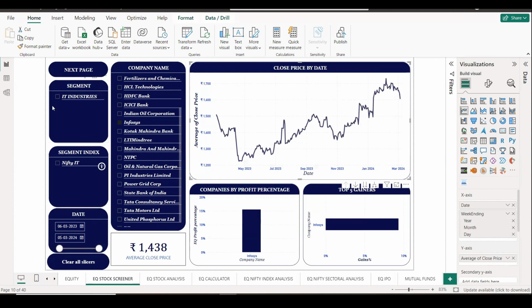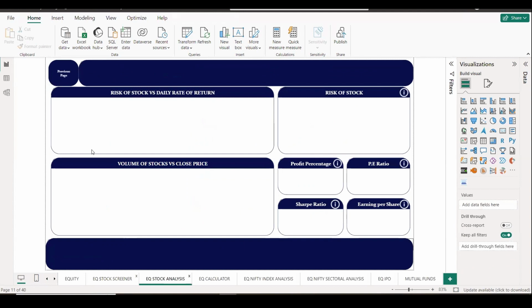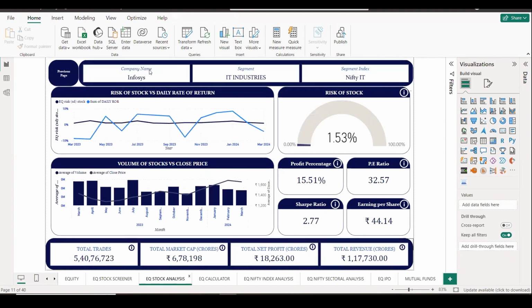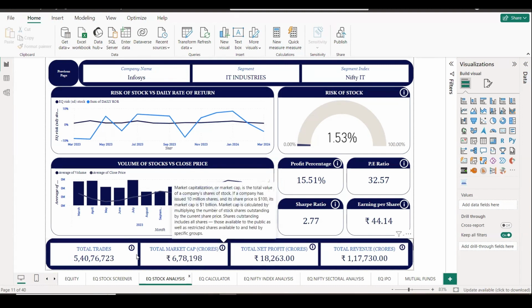Moving on to the next page, once I've selected a stock in the equity screener, the slicer automatically shows you the analysis on the second page, where it compares the risk of each stock and its daily rate of return. You can see the analysis comparison, the profit percentage, the PE ratio, the earnings per share. This page is typically what you can see on any market website available in India, so all this information we can get from those websites as well. It shows you the total trades taken in a year, its net profit in amount, and its total market capitalization. If you have any doubt regarding any terms here, you can just click on the information button and understand the description.